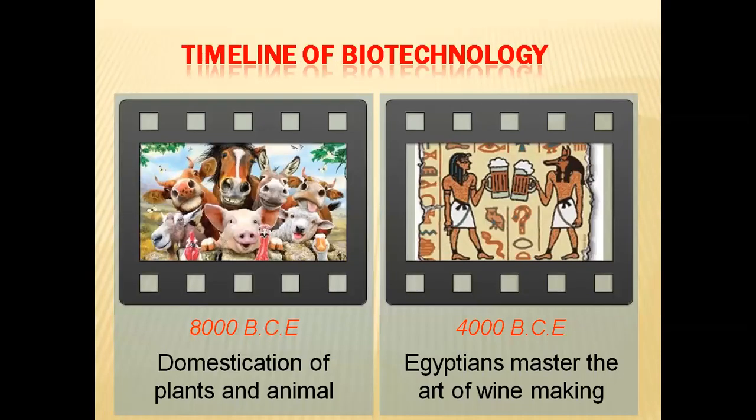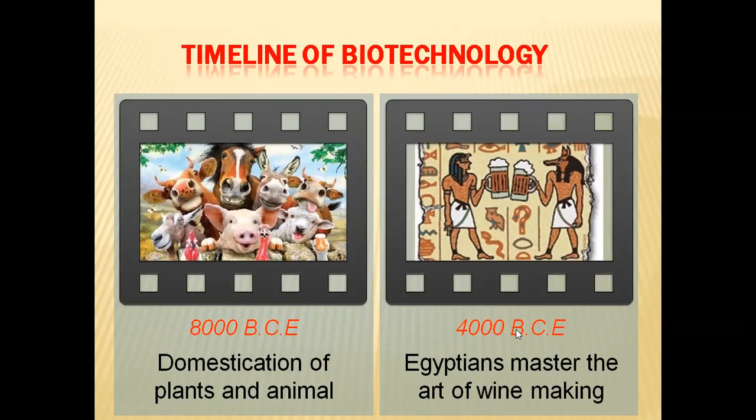And let us see the timeline of biotechnology. Since ages, man has been using this biotechnology. 8000 BC, okay, human beings domesticated plants and animals almost 10,000 years ago. 8000 BC means almost 10,000 years ago only humans domesticated plants and animals. So then only we started using the characteristics of plants and animals for our benefit. So we can say that the beginning of biotechnology was around 10,000 years ago.